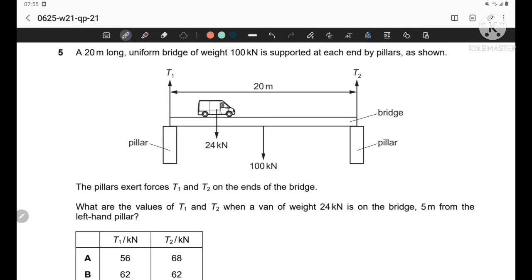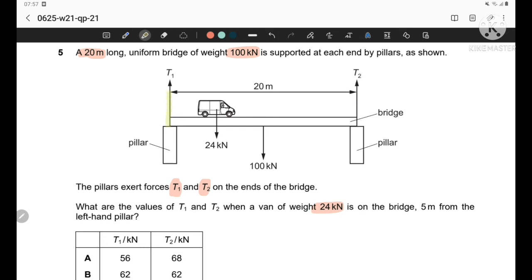Question 5. A 20 meter long uniform bridge of weight 100 kN is supported at each end by pillars as shown. So, in this question, we have a 20 meter long uniform bridge, which is supported at each end by pillars, which is also given in the figure. The pillars exert forces T1 and T2 on the ends of the bridge. What are the values of T1 and T2 when the van of weight 24 kN is on the bridge 5 meters from the left hand pillar?